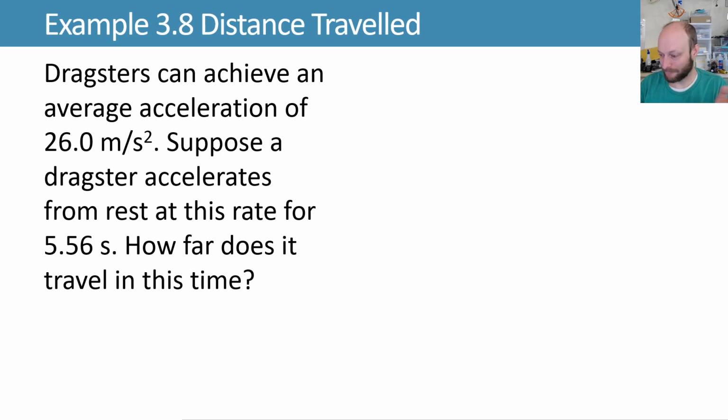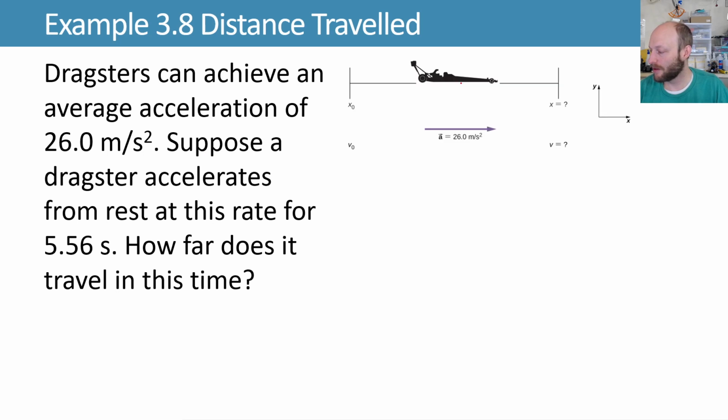So that's what we're doing here. As we read the statement, it's useful to make a little diagram and write down the things we know and the things we don't know. Here we've got a dragster. We've got an average acceleration that we'll just call a, my acceleration is 26 meters per second squared. We've got some axes for our diagram: x is positive to the right, and so we're accelerating to the right.